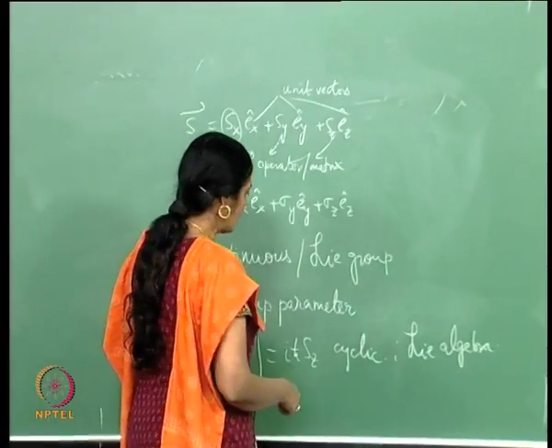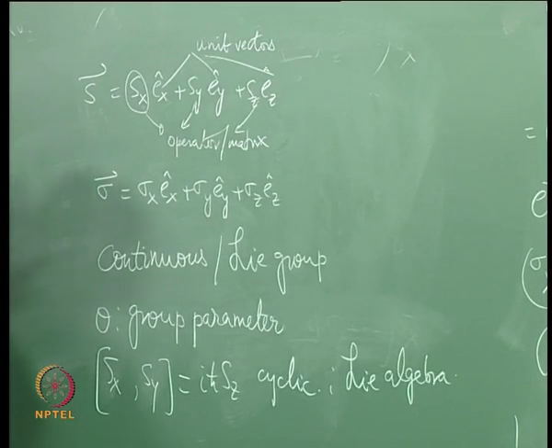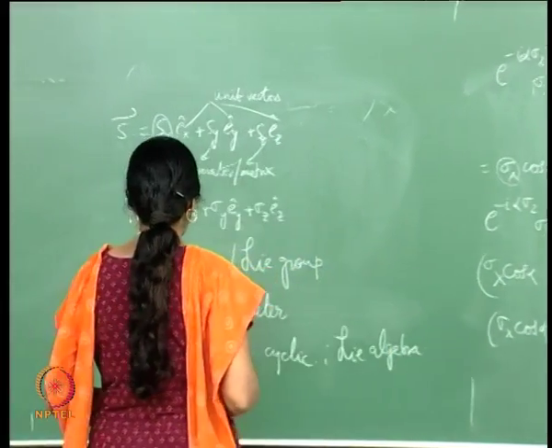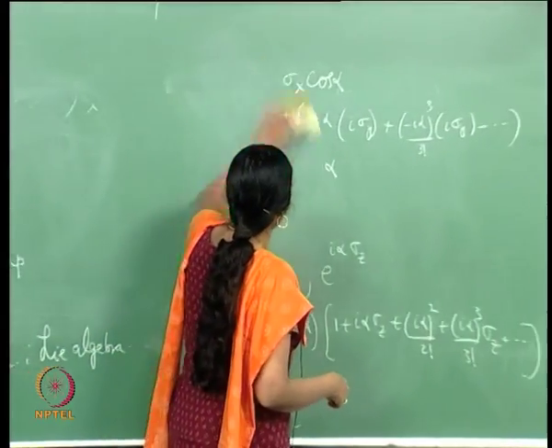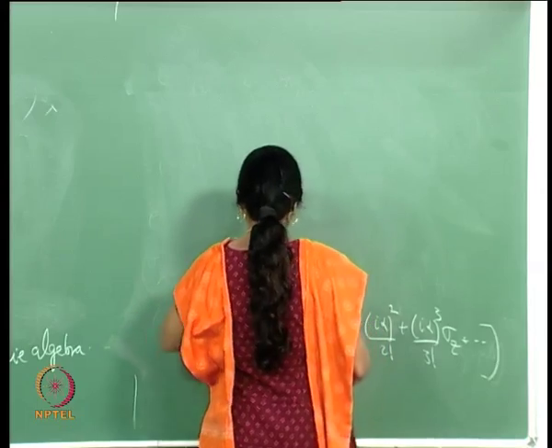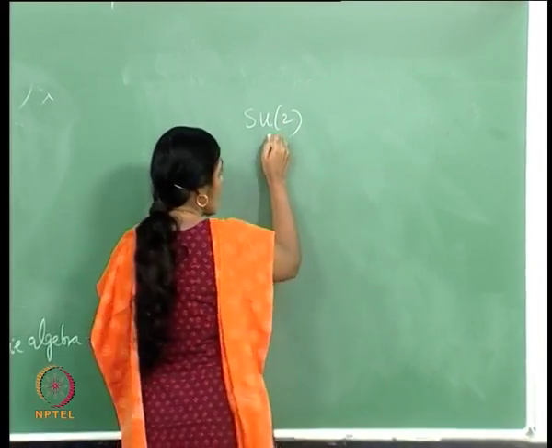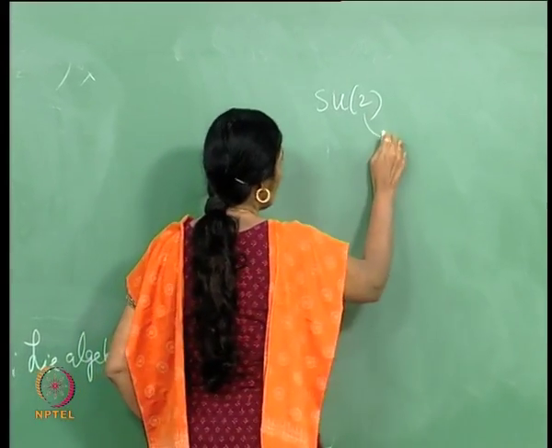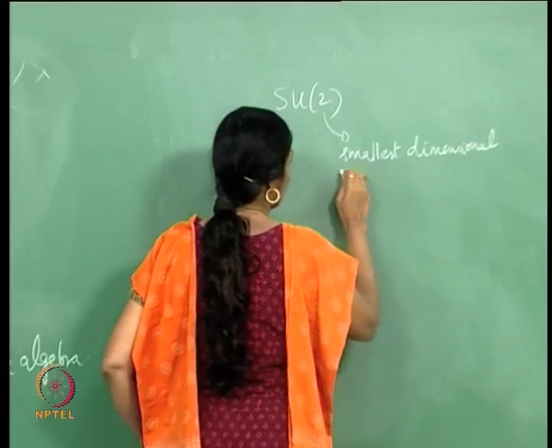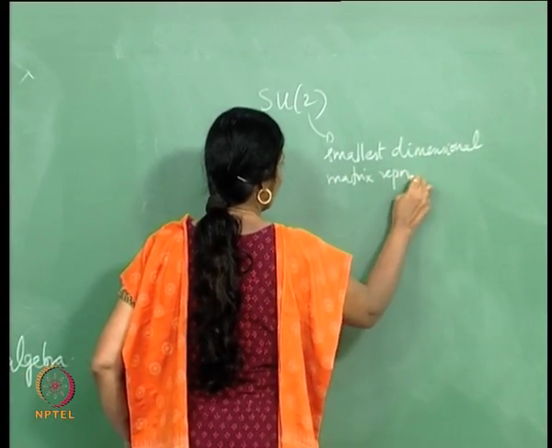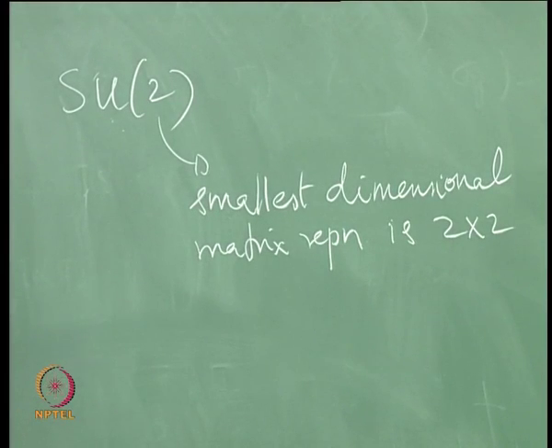I could equivalently have worked with S plus and S minus and Sz, and I have already mentioned the corresponding commutation algebra which S plus, S minus and Sz obey. This particular group is the SU2 group of transformations, the special unitary group. Unitary because I have been working with unitary matrices, 2 because the smallest dimensional matrix representation for Sx, Sy and Sz is 2 by 2, the Pauli matrices or the spin matrices.